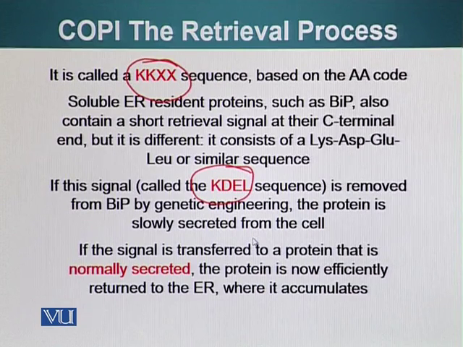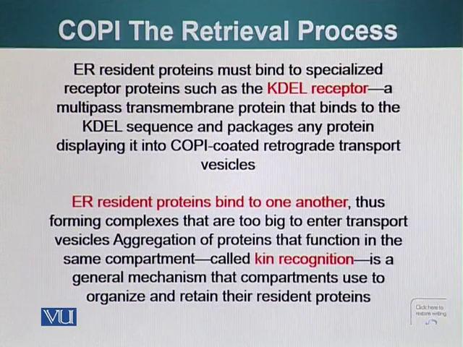If the signal is transferred to a protein which is normally secreted, the protein will now efficiently be retained in the ER, where it accumulates. So this is the sequence which determines whether a protein is going to go to the Golgi apparatus and onward, or whether it will stay in the ER. ER resident proteins bind to specialized receptors such as the KDEL receptor, which is a multi-pass membrane protein that binds to the KDEL sequence and packages any proteins displaying that sequence into COP1 coated vesicles for retrograde transport.